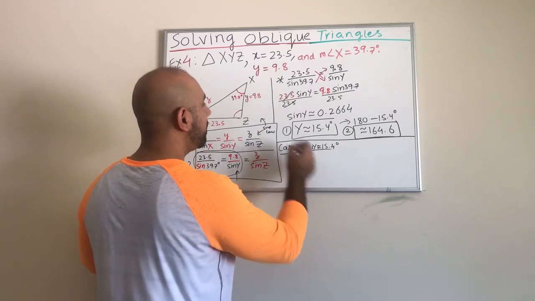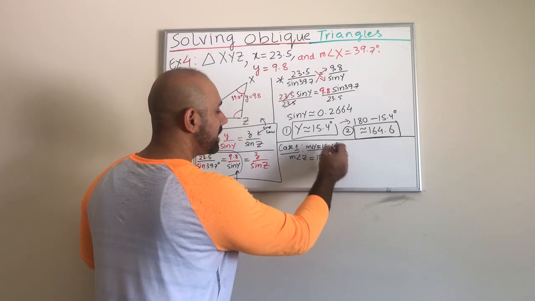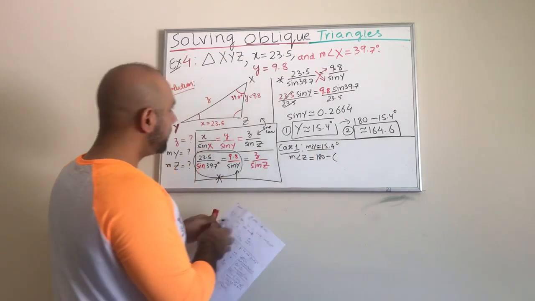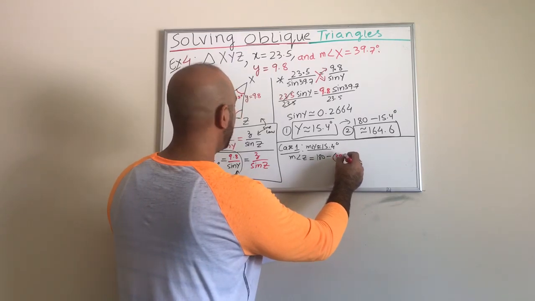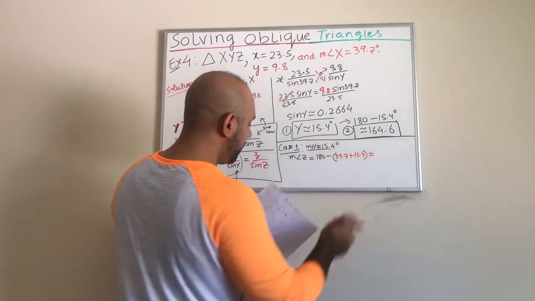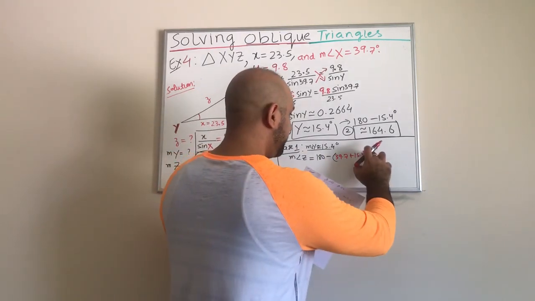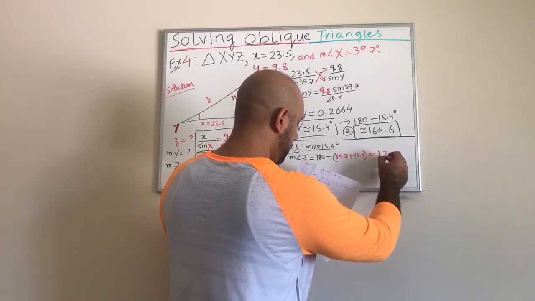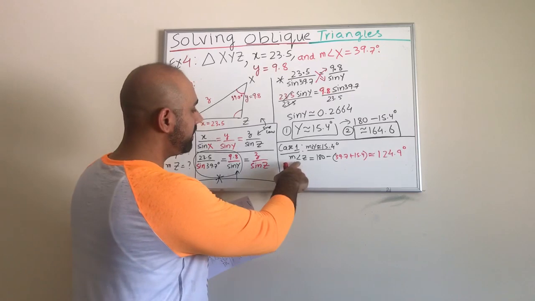To find it, we know the sum of all three angles of a triangle is 180. So it is going to be 180 minus the sum of the other two. What are the other two? 39.7 and 15.4. So I'm just going to write them, 39.7 plus 15.4. And when we simplify this, what do I have? Let me make sure. Okay, I have 124.9 degrees. That is good. So we have the value for the measure of angle z.